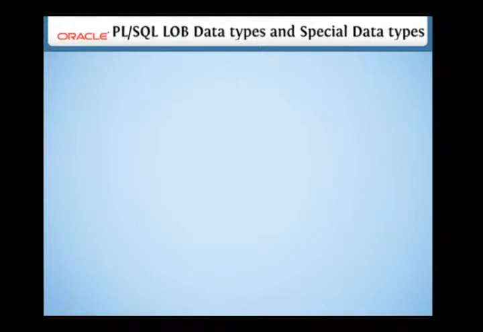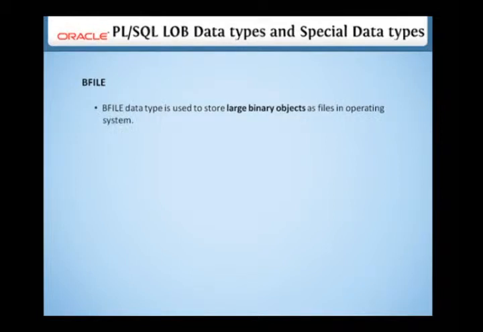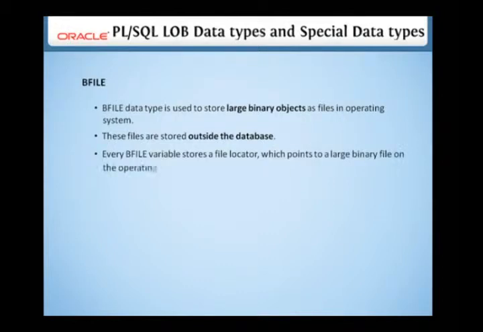First, let's see the data type bfile. BFILE data type is used to store large binary objects as files in the operating system. These files are stored outside the database. Every bfile variable stores a file locator, which points to a large binary file on the operating system. The locator includes a directory alias, which specifies a full path name.